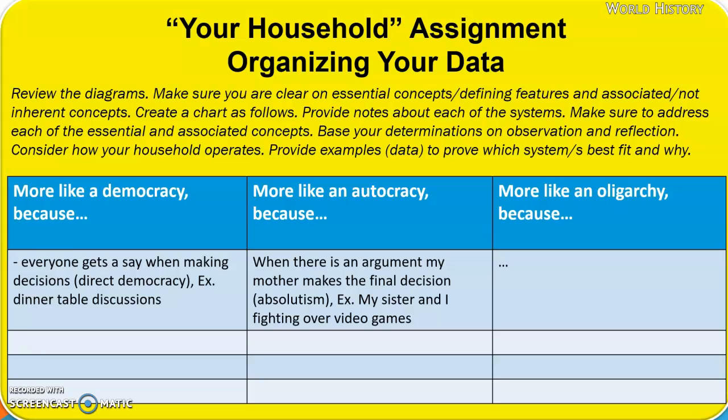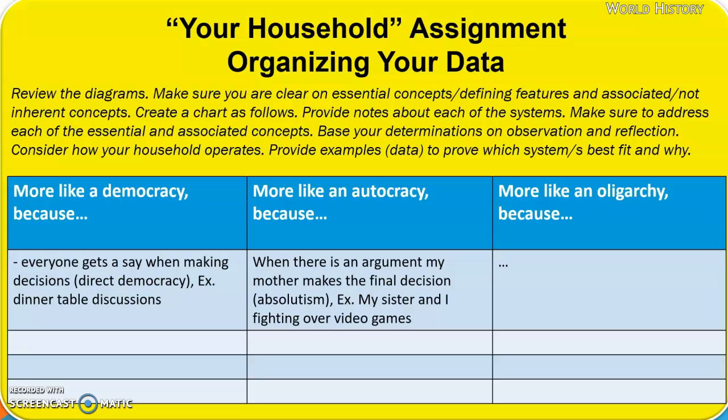It could be a combination of things that are happening, right? So maybe it's similar to the activity we did for democracy. So more like a democracy because maybe you guys have dinner together, so everyone gets a say when making decisions, direct democracy. Maybe that's a part of your household. So you would write that down and then write an example. This dinner table discussion could be really specific, something that happened just the other day, or it could be a pattern or routine you have with your family that shows this is one aspect of democracy in your house.